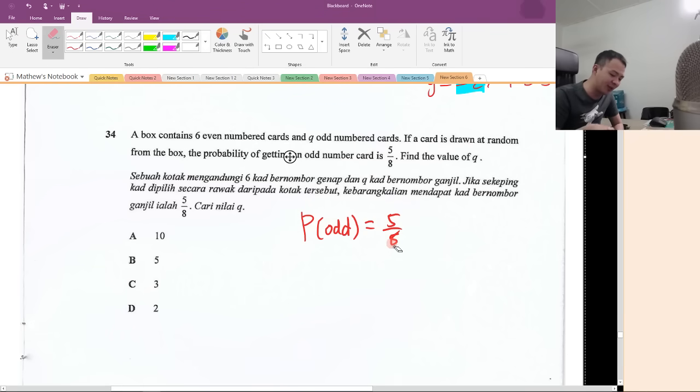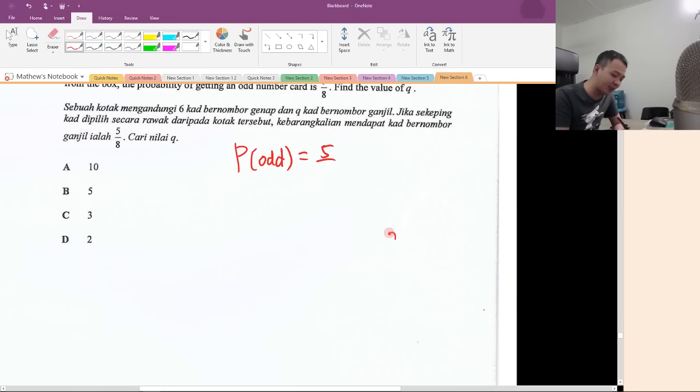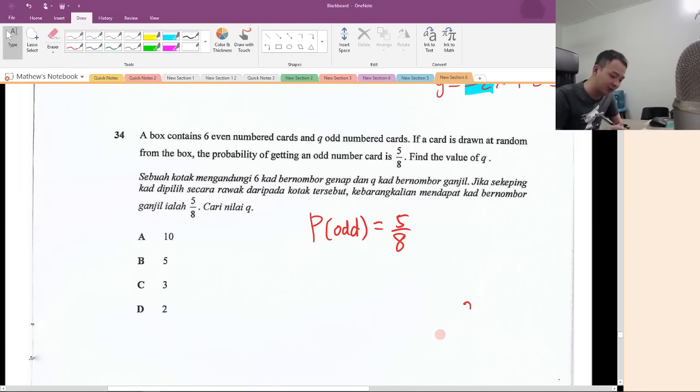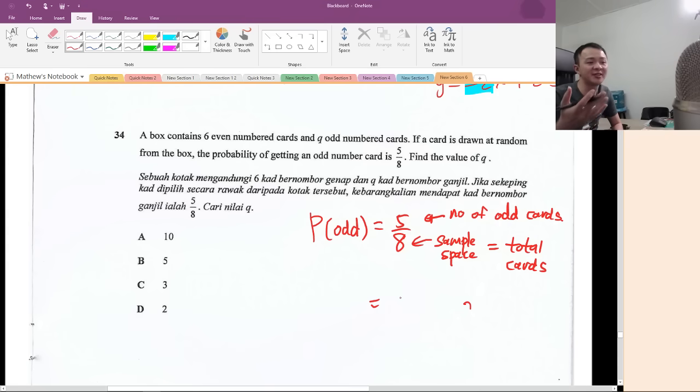So from here, if you understand probability, you should know this one. The denominator is actually the sample space. What does the sample space mean? Sample space means the total number of cards you have. The numerator is the number of odd cards you have. So probability, after simplification, is basically just a ratio.